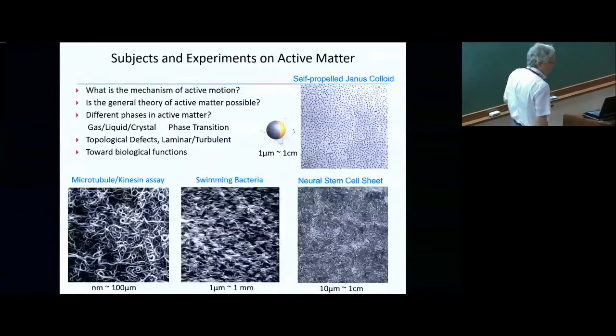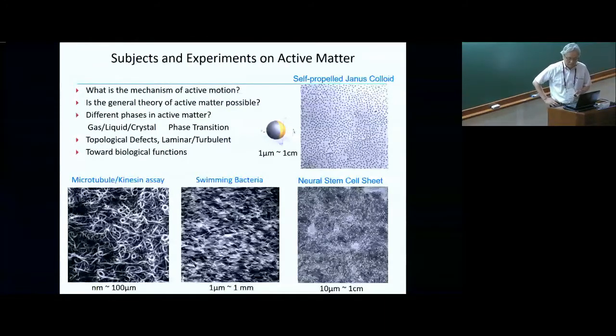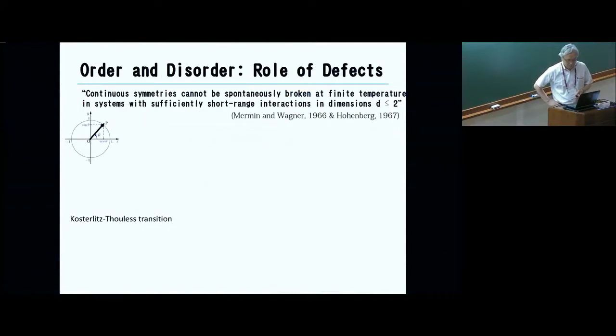So physicists are interested in the order and disorder transition. However, in two-dimensional systems, there is the Mermin-Wagner theorem. It says that if there is a continuous symmetry, spontaneous breaking of symmetry at finite temperature is not allowed for sufficiently short-range interaction systems in 2D.